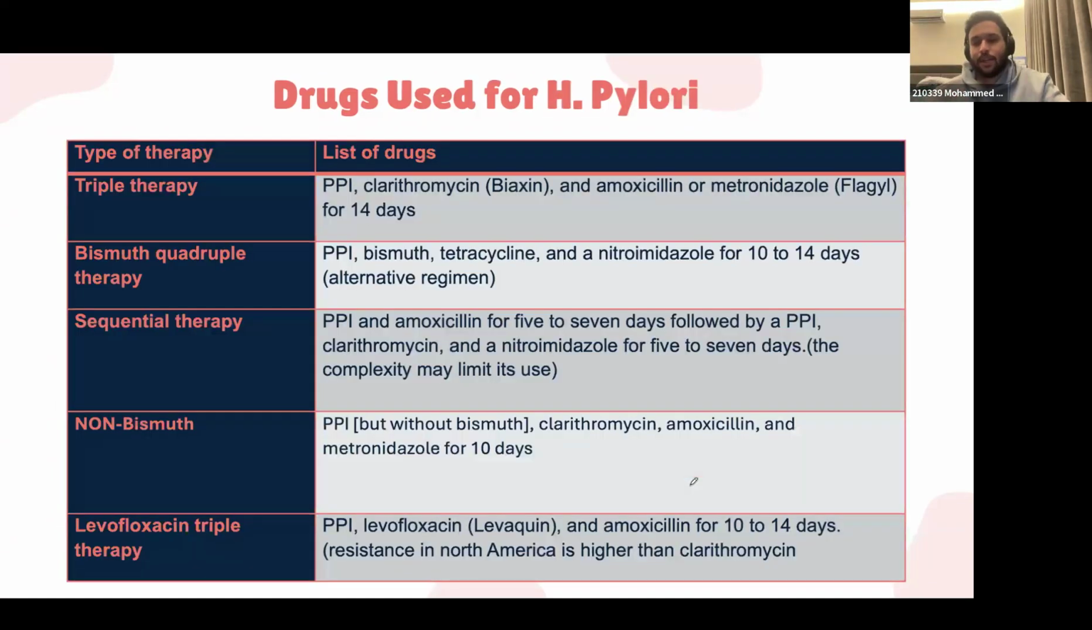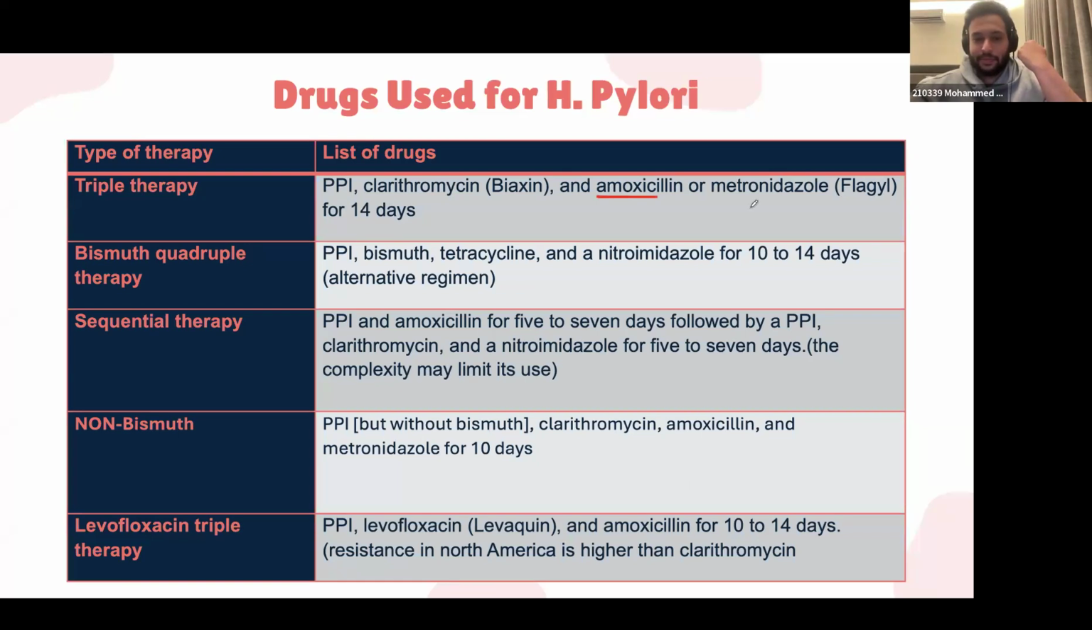Someone with H. pylori now. This is very important. The classical treatment that we've all learned is the triple therapy. The triple therapy consists of 3 drugs: PPI, clarithromycin, and amoxicillin. If someone has amoxicillin allergy, what can you give them instead? Metronidazole, good. You do this for 14 days.